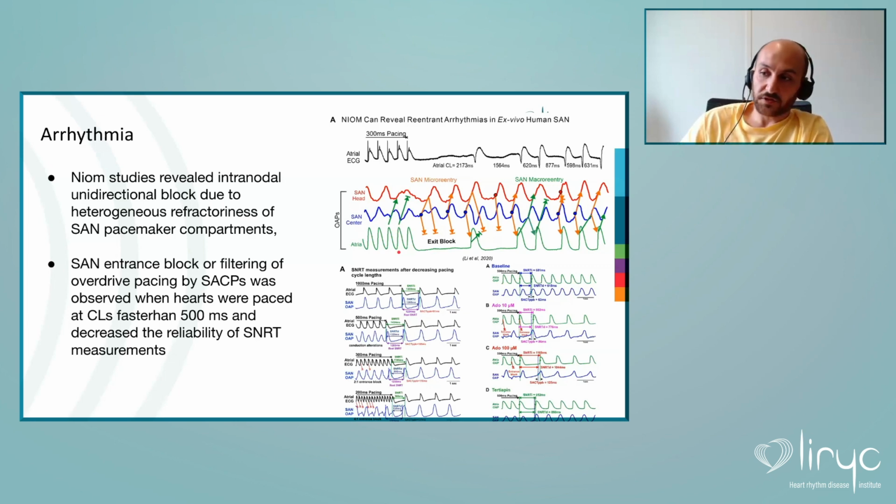For example, if you pace faster than a normal speed, or even when the patient is in atrial fibrillation, most of the time these conduction pathways act as a controller and filter, so that the effect of the arrhythmia or the pacing does not go to the SA node. As you can see here, when you pace so fast, it will not go to the SA node.